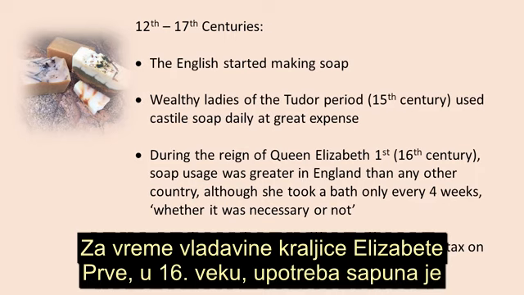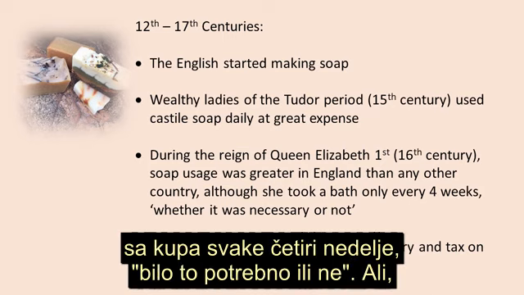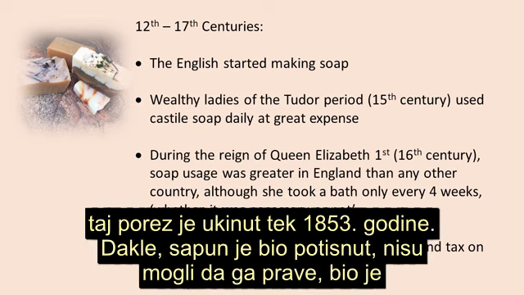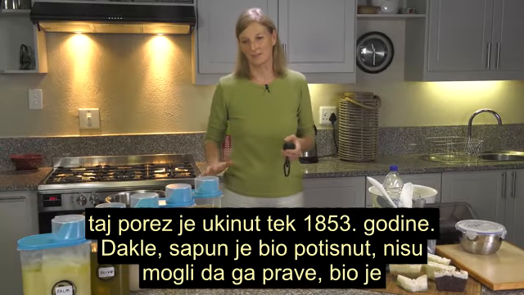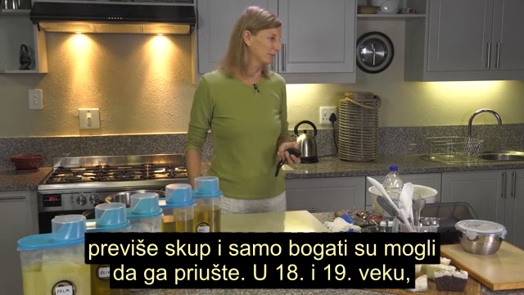During the reign of Queen Elizabeth I in the 16th century, soap usage was greater in England than in any other country, although she said she took a bath only every 4 weeks, whether it was necessary or not. But taxation on soap started crippling the soap making industry, and it was only abolished in 1853. So soap was squashed. They couldn't make it. It was too expensive, and only the rich could afford it.